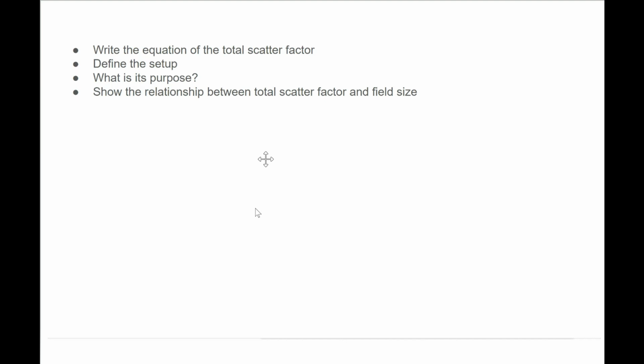This question asks us to write the equation of the total scatter factor, define its setup, what is its purpose, and then to show the relationship between total scatter and the field size. So right here we have our total scatter factor. This is very important to get accurate dosimetry, especially for not only our machine but our treatment planning system.